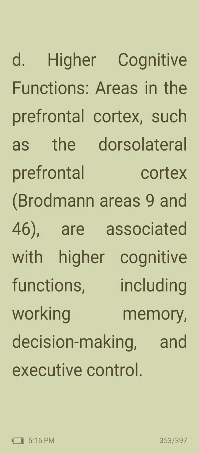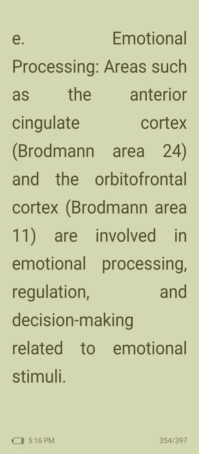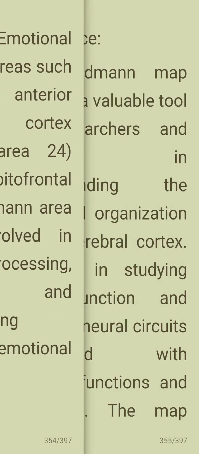Then, higher cognitive functions. Areas in the prefrontal cortex such as the dorsolateral prefrontal cortex, Brodmann areas 9 and 46, are associated with higher cognitive functions including working memory, decision making, and executive control. Then emotional processing. Areas such as the anterior cingulate cortex, Brodmann area 24, and the orbitofrontal cortex, Brodmann area 11, are involved in emotional processing, regulation, and decision making related to emotional stimuli.